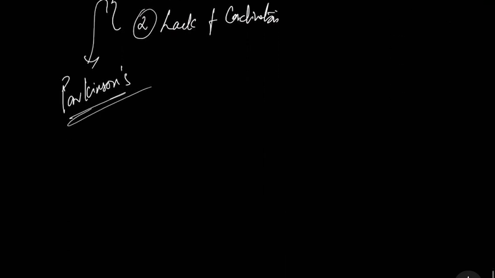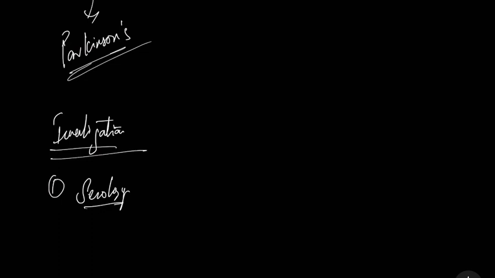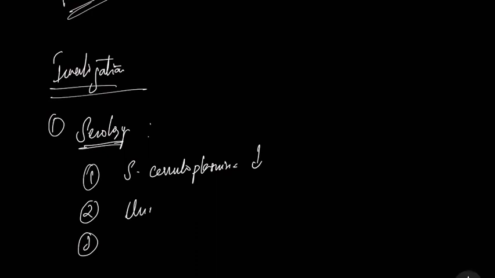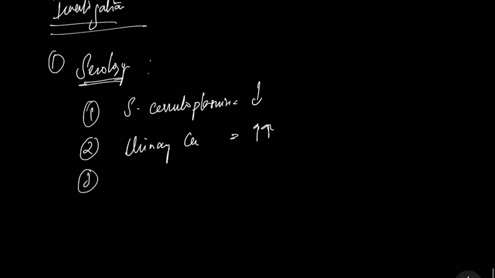Now, coming to the investigations. We'll start with your serology. One, two, and three. The first thing is your serum ceruloplasmin, which is decreased. Second, urinary copper is increased. Thirdly, serum copper is not used, because it has a very fluctuating value.